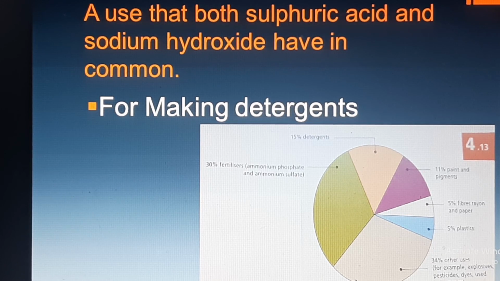And the second question: the use that both sulfuric acid and sodium hydroxide have in common. Which use can we see for both sulfuric acid and sodium hydroxide? That is for making detergents. Detergents need alkali and also sulfuric acid. So this is the common use.